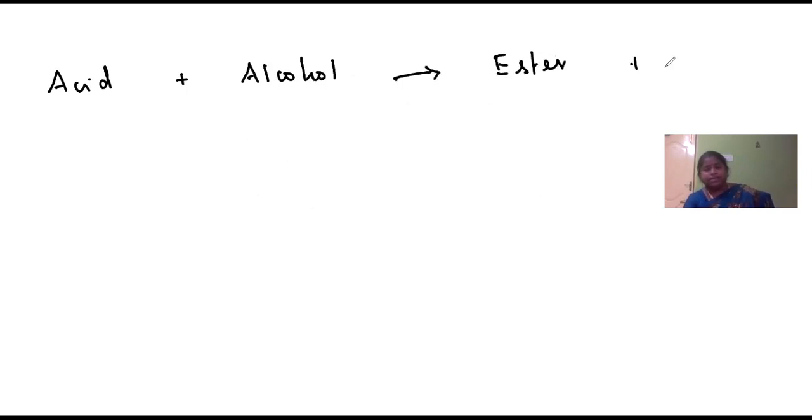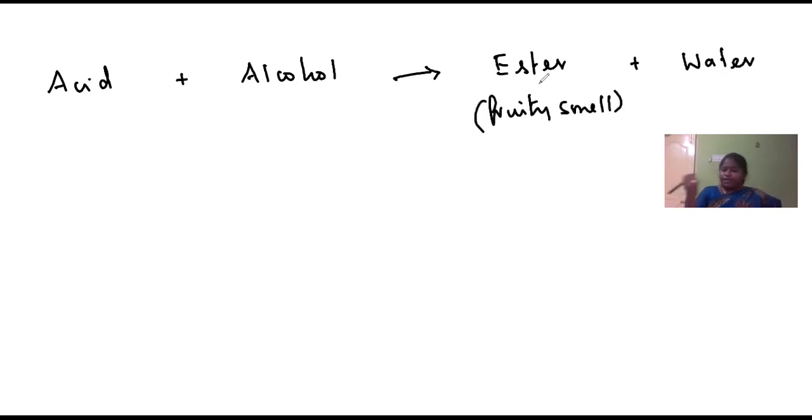Okay, now we will see the esterification reaction. When an acid reacts with alcohol, you get ester. When the esterification reaction takes place, it evolves a water molecule, right? Ester plus water. And what smell does this ester have? A fruity or pleasant smell, okay? So shall we take ethanoic acid here? Ethanoic acid is CH3COOH, okay?